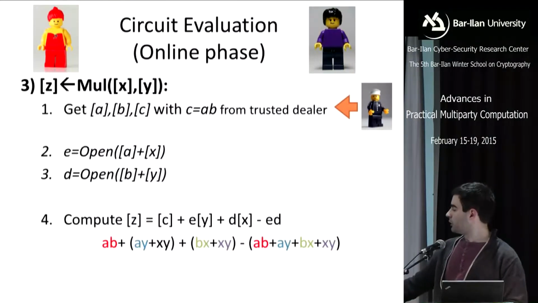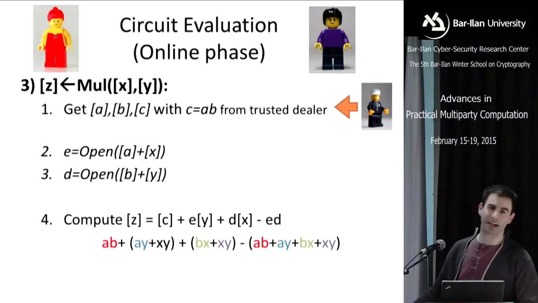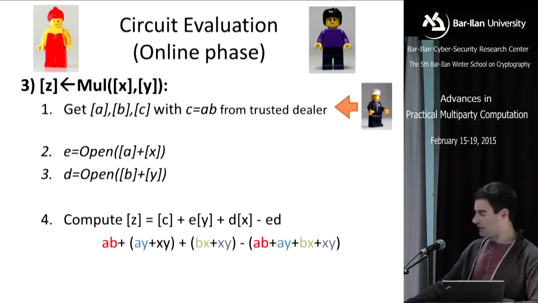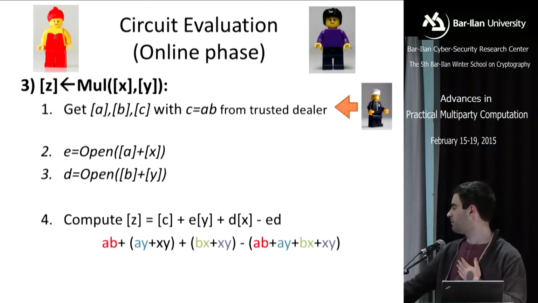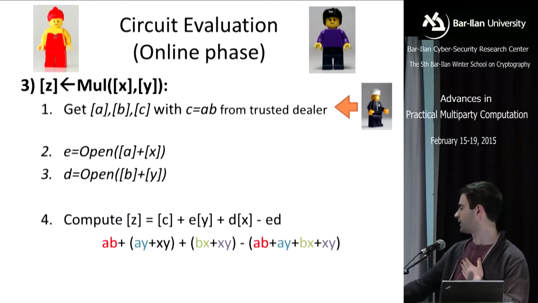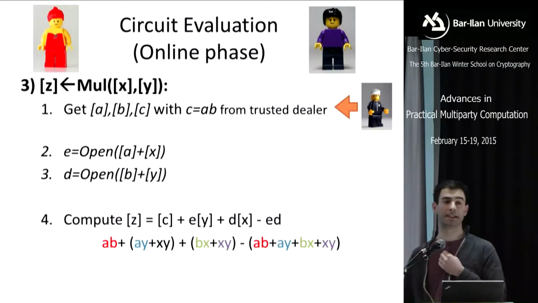And now if you expand this, you know that c is equal to a times b. e times y is a times y plus x times y. d times x is b times x plus x times y. OK, it's a little bit magic. And then minus this last part here. I color-coded this so that you can see that this ab goes away with this ab, this ay goes away with this ay, this bx goes away with this bx, this xy goes away with this xy, and all you're left with is this x times y, which is exactly what you wanted to compute.